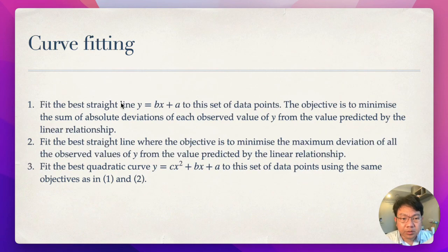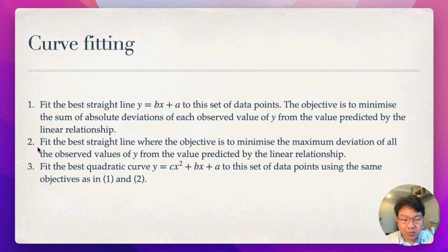So what we're going to do, we want to fit the best straight line. We see that y is linearly dependent on x. When x changes, y also changes. So the structure of the model is y equals bx plus a, where b is the slope and a is our intercept. The objective is to minimize the sum of absolute deviations of each observed value of y from the value predicted by the linear relationship.